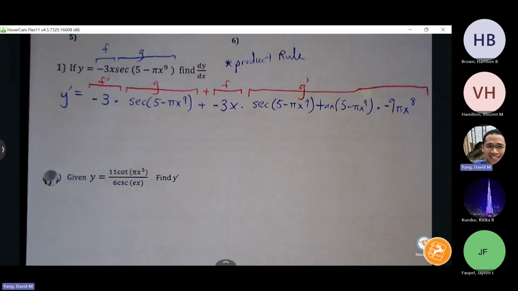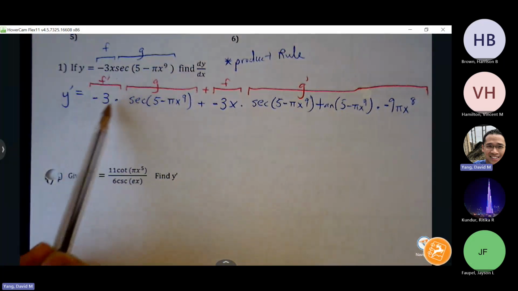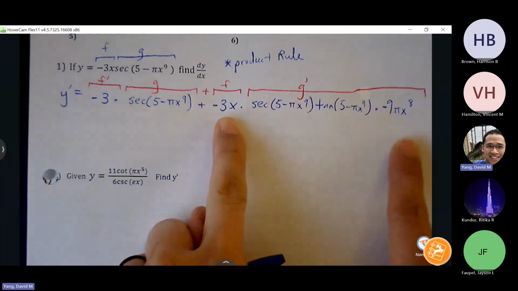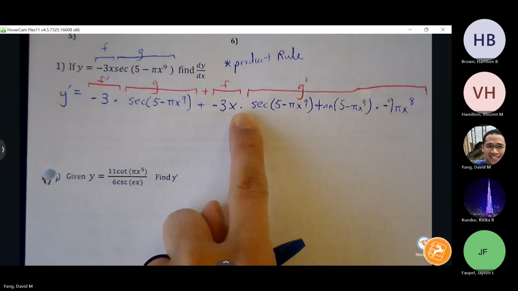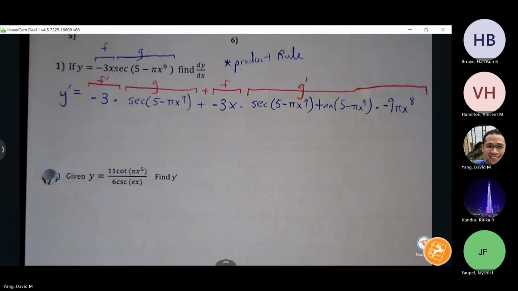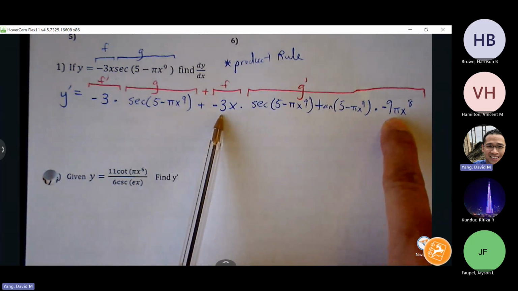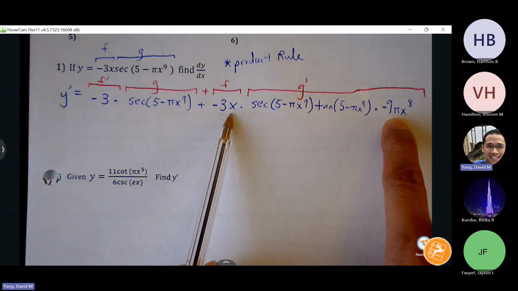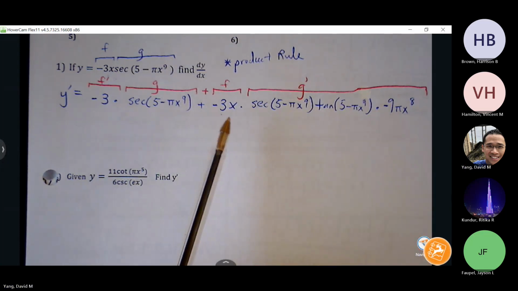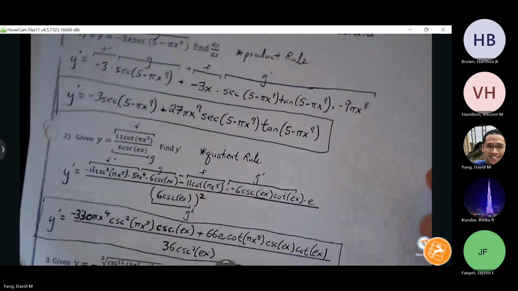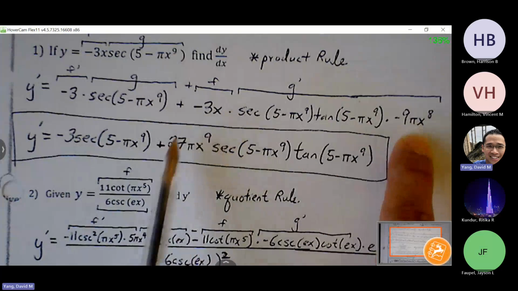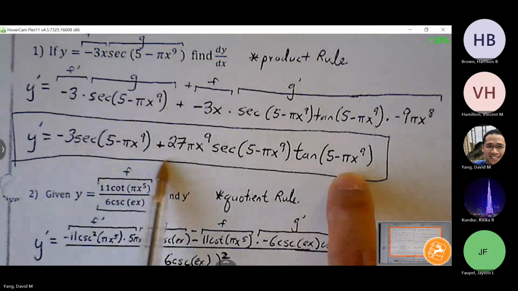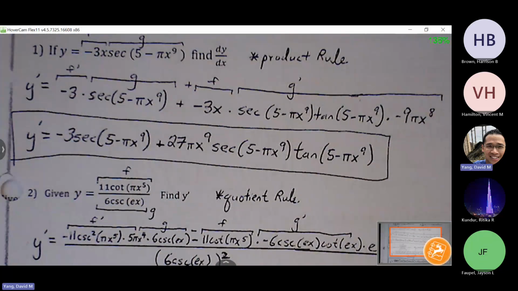The only thing I'm going to ask you to do in terms of cleanup is just try to pull all the non-trig related terms out in front. So this one is already in front. We're going to pull these two terms. These are all connected. We'll pull these together out in front. So the negative 3x and the negative 9 pi x cubed becomes positive 27 pi x to the 9th. So those get pulled out in front. Okay. Any questions with number one?